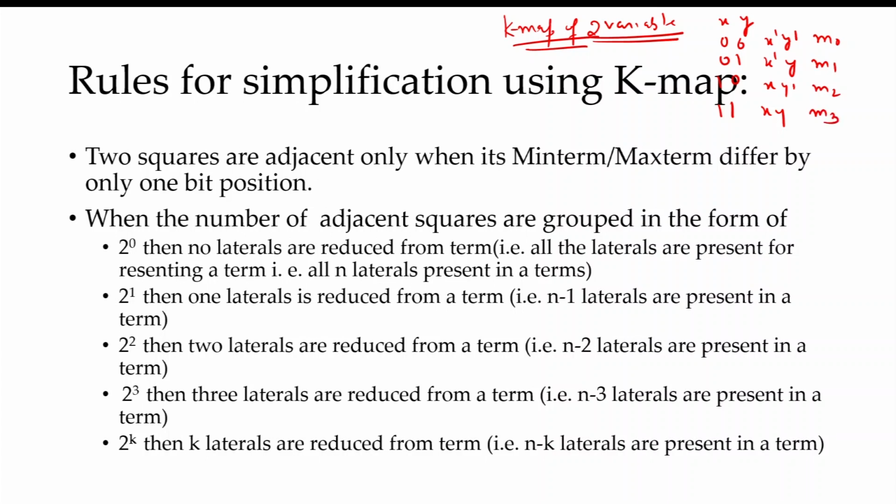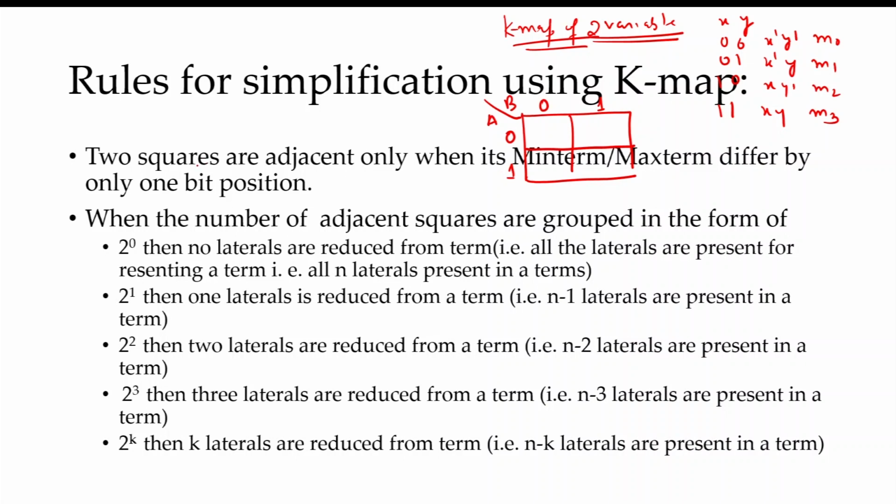Now the question is, how can we say that the two squares are adjacent? When we represent a two-variable K-map, it contains a map of 4 squares, and two variables are used, so there are 2 rows and 2 columns, 2 multiplied by 2, meaning 4 cells in a K-map. The rows are represented through A and the columns through B. What is the Gray code sequence? For a single bit, 0 in binary has Gray code 0, and 1 in binary has Gray code 1.